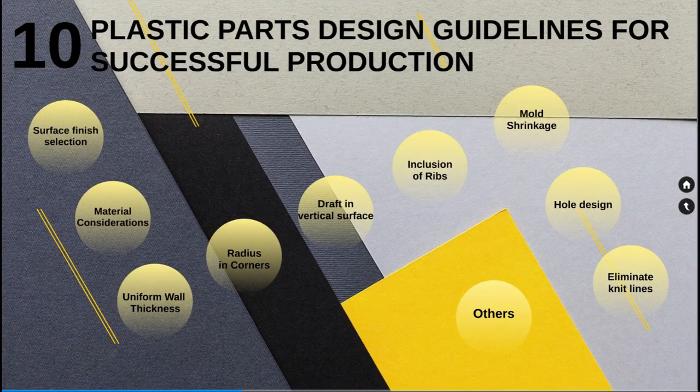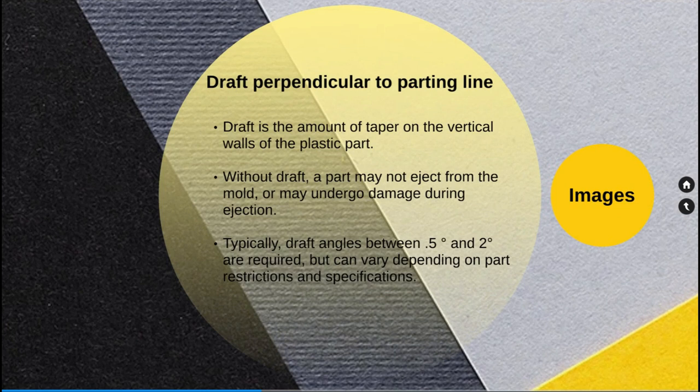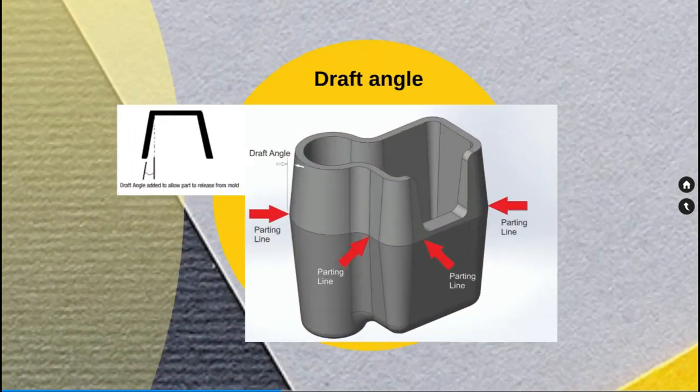Next is the draft perpendicular to the parting line, or draft angle. Draft is the amount of taper on the vertical walls of the plastic part. When you design, you must keep a draft angle perpendicular to the parting line so that the part will be easily ejected out of the mold. Without draft, the part may not eject out of the mold, and also it can undergo damage to the side walls of the part. Typically, draft angle varies between 0.5 degree to 2 degrees based on the size of the component. It can vary based on the part restrictions and specifications.